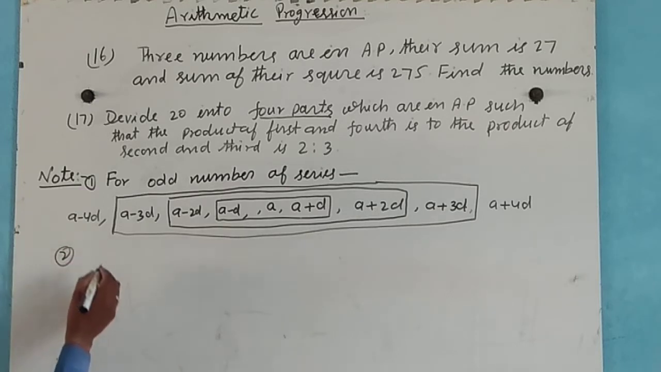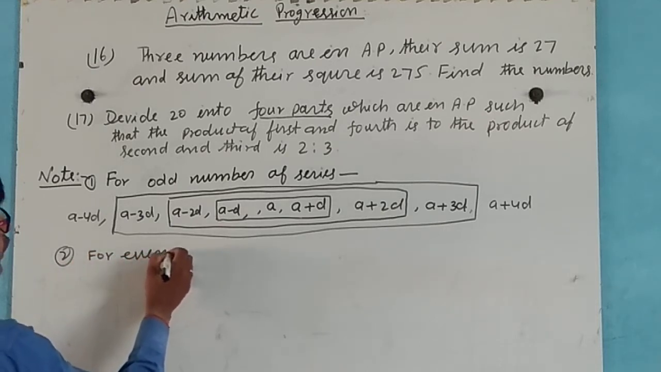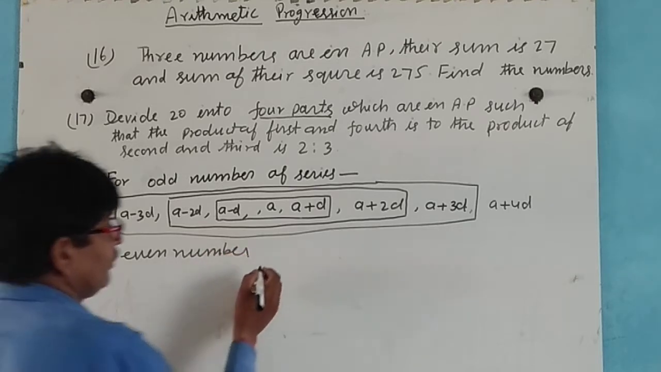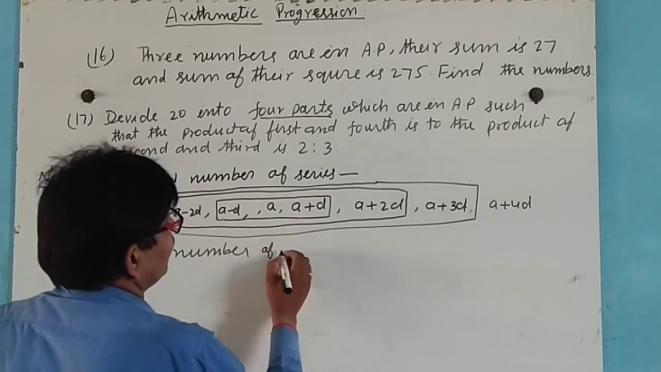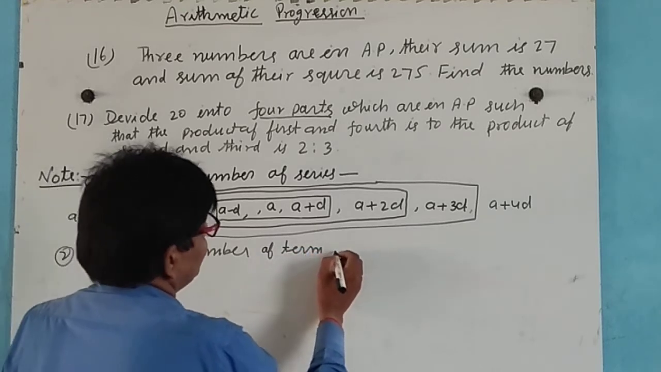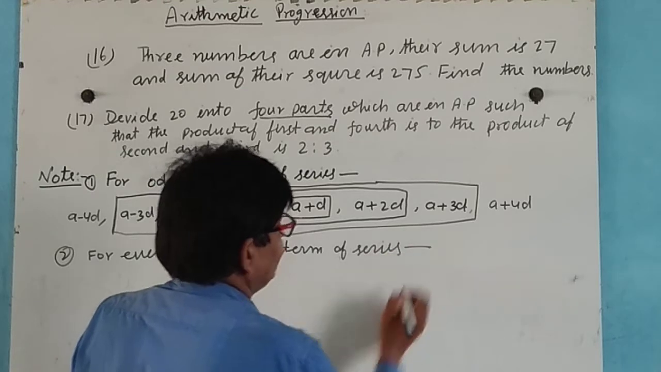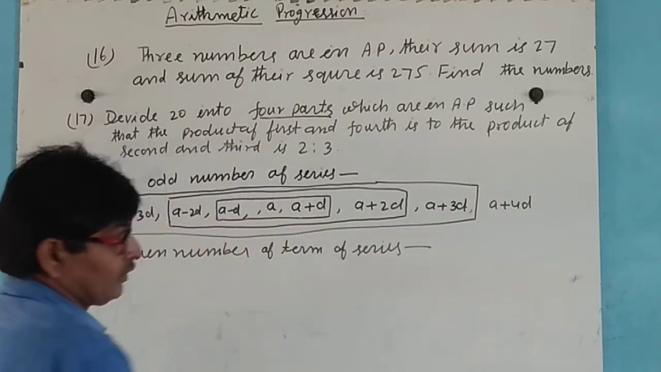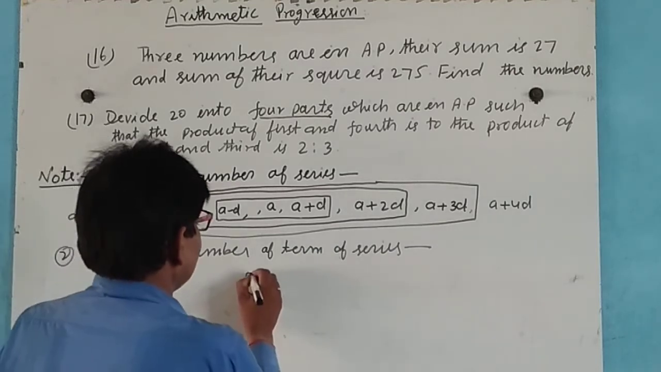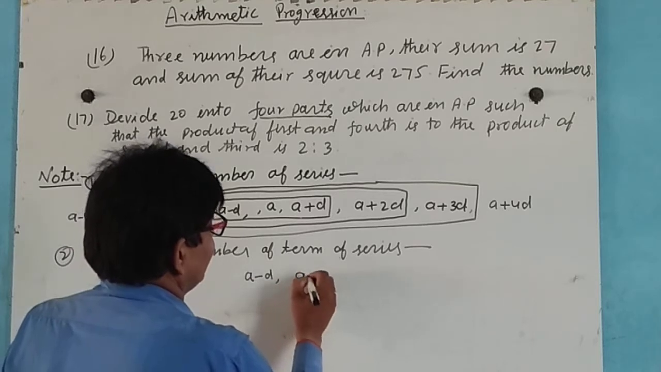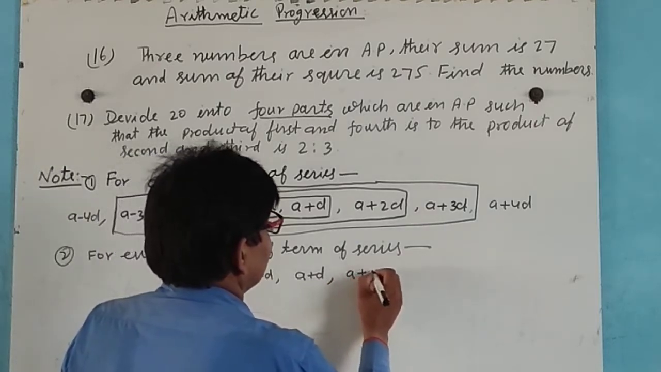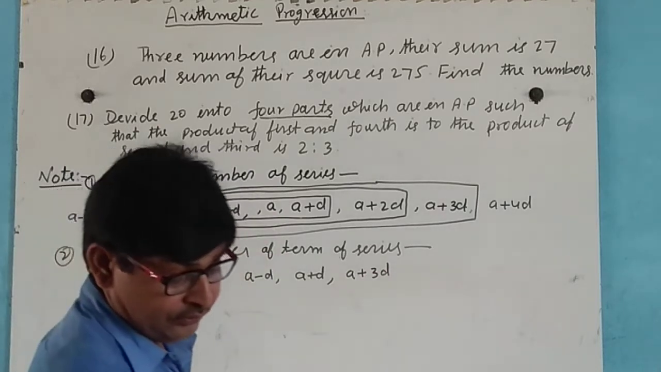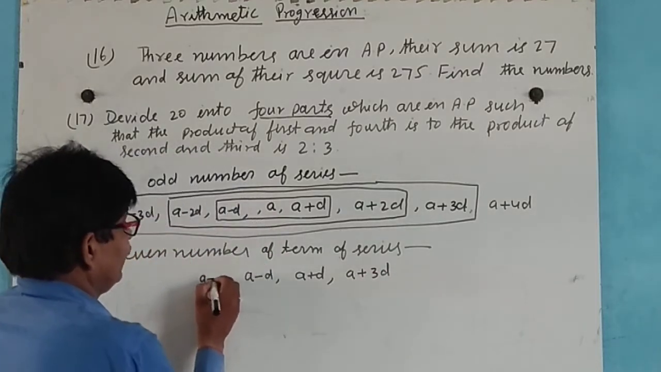But for an even number of terms of a series, in this case we take 2 terms, A minus D and A plus D. The common difference is 2D. Then A plus 3D, and here A minus 3D.